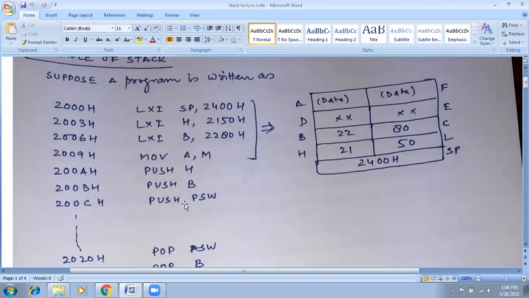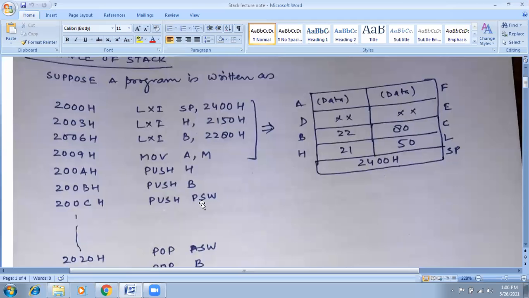Now, in the next address, we have written another instruction, push PSW. It means we want to push the program status word. We want to store the program status word in the memory, in the stack, from the stack top location 23FC. So whenever push PSW is executed, first of all, the content of the stack pointer is decremented by 1, so that 23FC will become 23FB, and the content of the higher order register of PSW is stored.